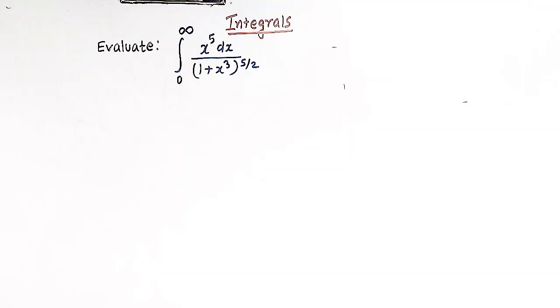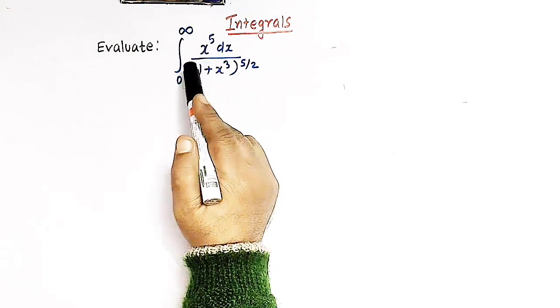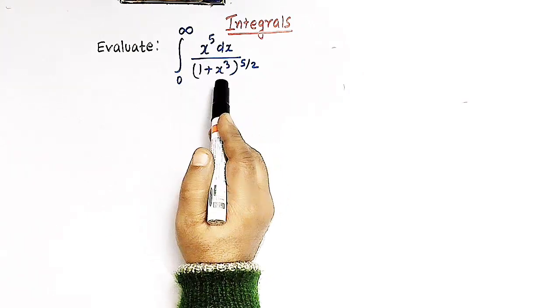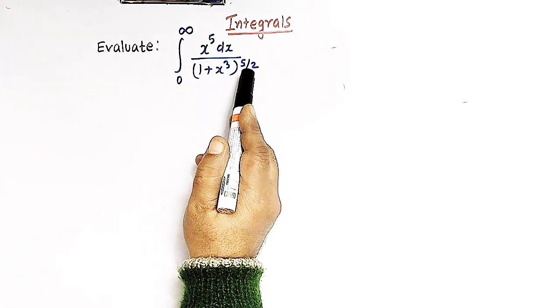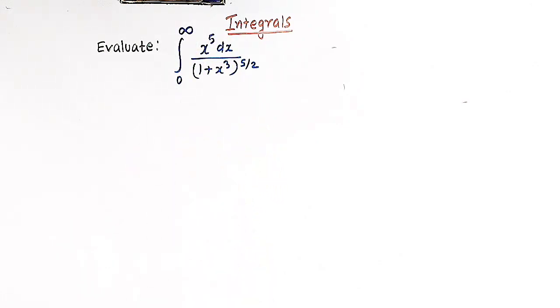Hello viewers, in today's session we are going to discuss another important problem from integration, and here we have to evaluate this integral, that is from 0 to infinity, x raised to 5 divided by 1 plus x cube raised to 5 over 2 dx. And here we are going to make use of the concept of beta and gamma functions to evaluate this integral.